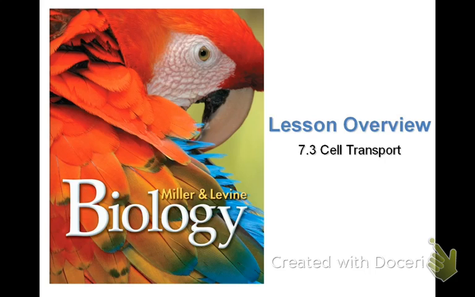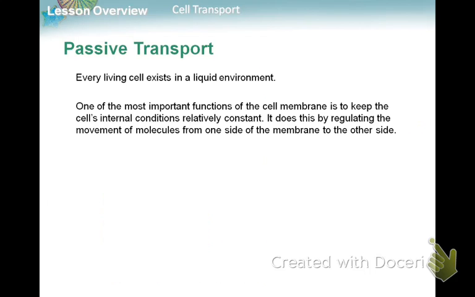This section is about how things get into and out of cells. Obviously, we want nutrients and oxygen and water to go into cells and waste products to come out of the cells so that our circulatory systems can get rid of them.